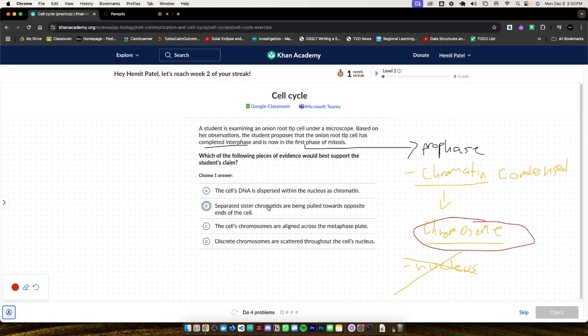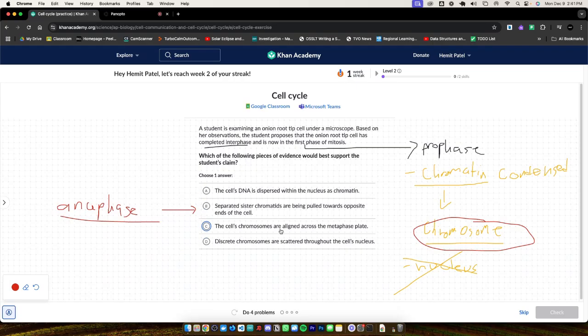So separated sister chromatids are being pulled towards opposite ends of the cell. That's also not happening. This is later on in mitosis. So this over here is during anaphase, a process known as anaphase. So that's also not happening because it's much later on in the cycle of mitosis.